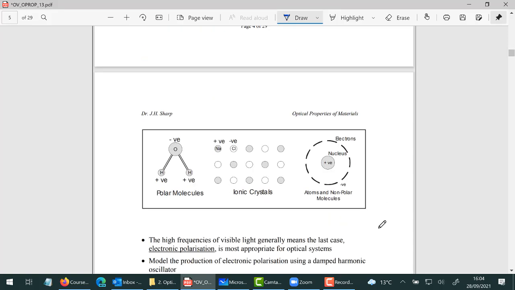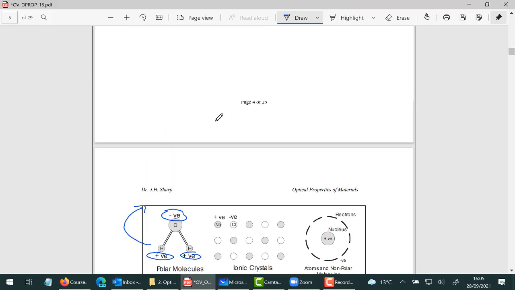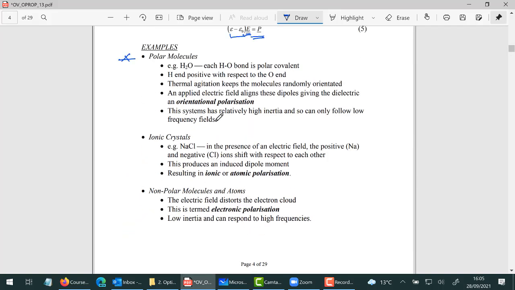So here we have our molecule of water. We have a positive end, and if we apply an electric field to that, then what's going to happen is the whole molecule is going to rotate to try and line up with that. So we have orientational polarization here.